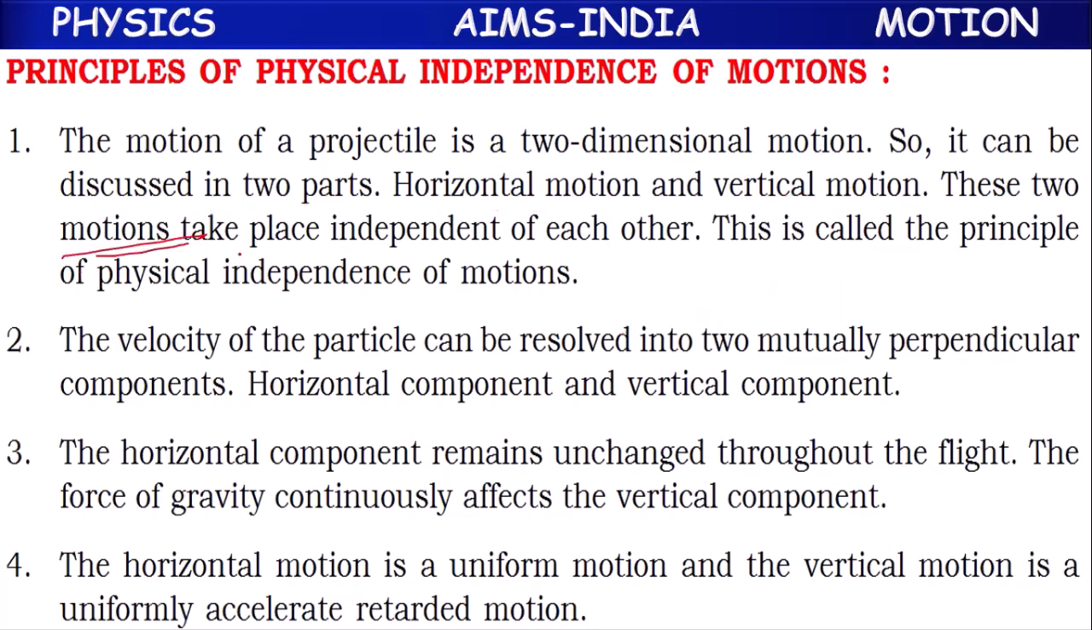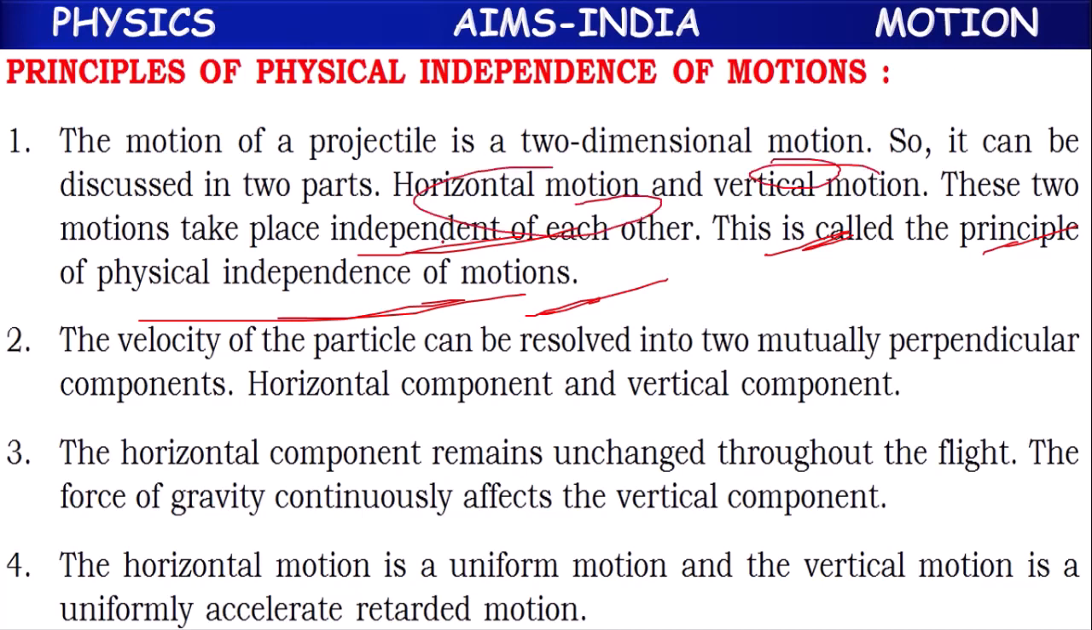These two motions take place independent of each other. They don't depend on each other. At any point, horizontal motion is not at all related to vertical motion. So x motion, horizontal, and y motion, vertical, are not at all related. They are independent of each other. This is called the principle of physical independence of motions.